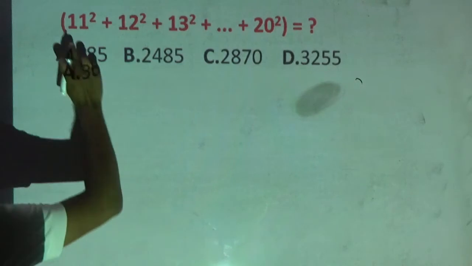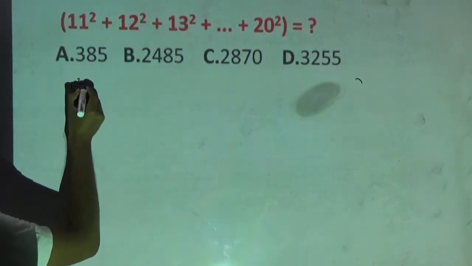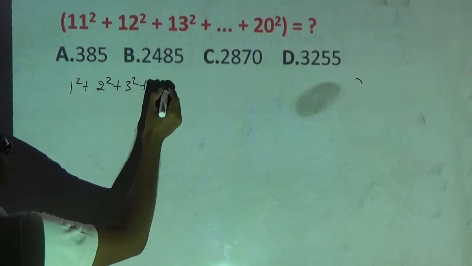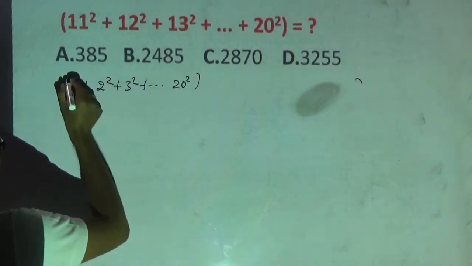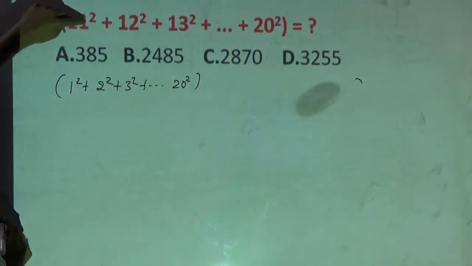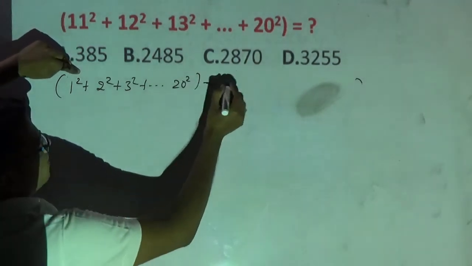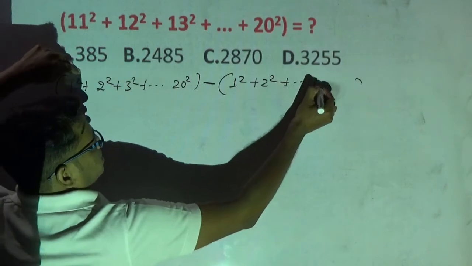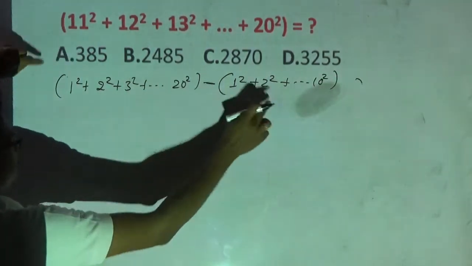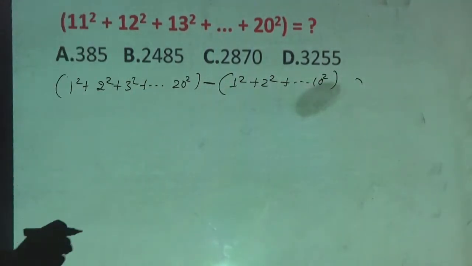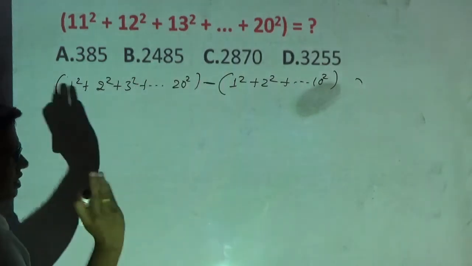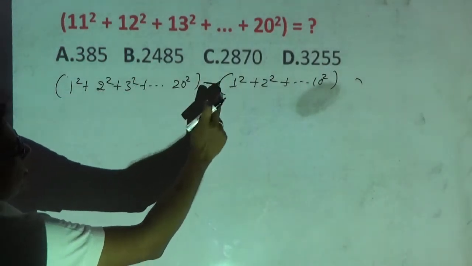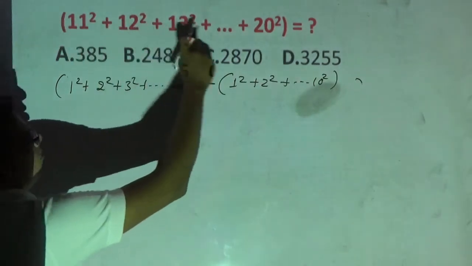Now, this can be written as 1 square plus 2 square plus 3 square up to 20 square. But they have given from 11, and I have started from 1. So what I will do? Minus 1 square plus 2 square up to 10 square. If I do this, I will get 11 square onwards. I have done this because I know the formula fits from 1. 1 to 20 square minus 1 to 10 square will give me 11 to 20 only.